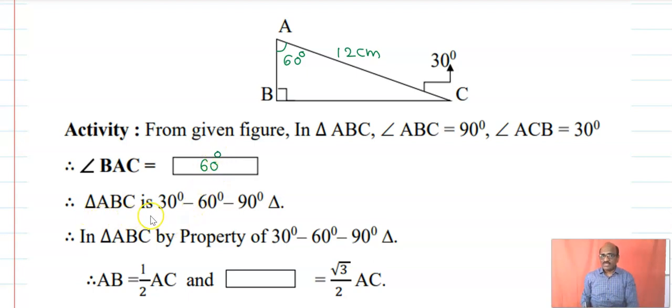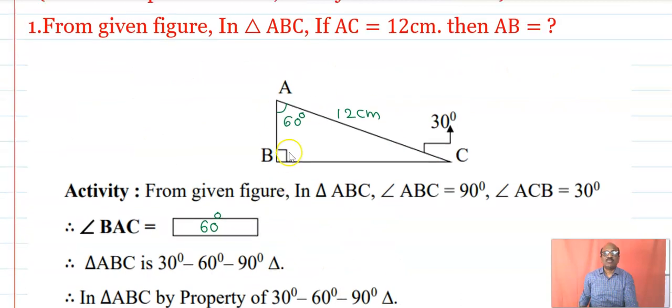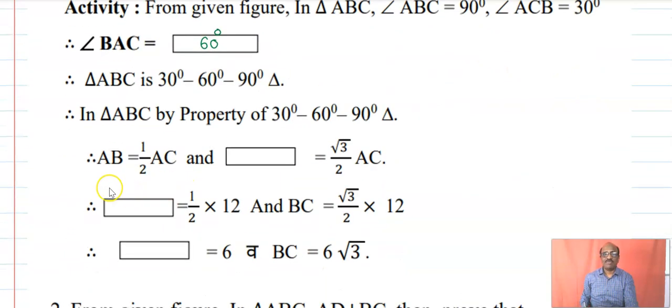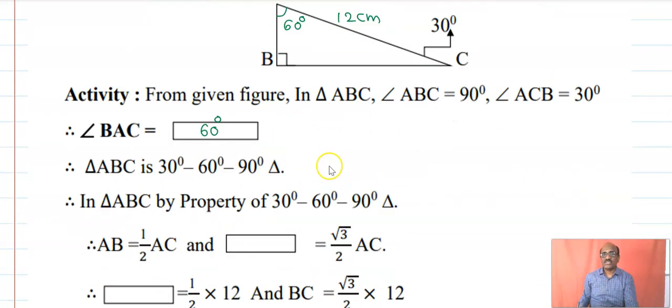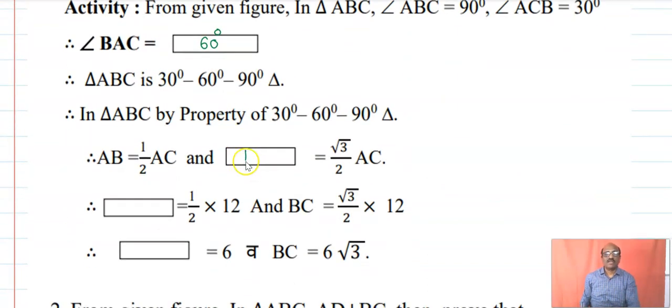Now triangle ABC is a 30, 60, 90 triangle. In triangle ABC, by the property of the 30, 60, 90 degree triangle, the side opposite to angle 30 degree is half of the hypotenuse. Therefore, AB is equal to 1 upon 2 AC, and the side opposite to angle 60 degree is root 3 by 2 times the hypotenuse. Therefore, BC is equal to root 3 by 2 into AC. Now we'll substitute the value.